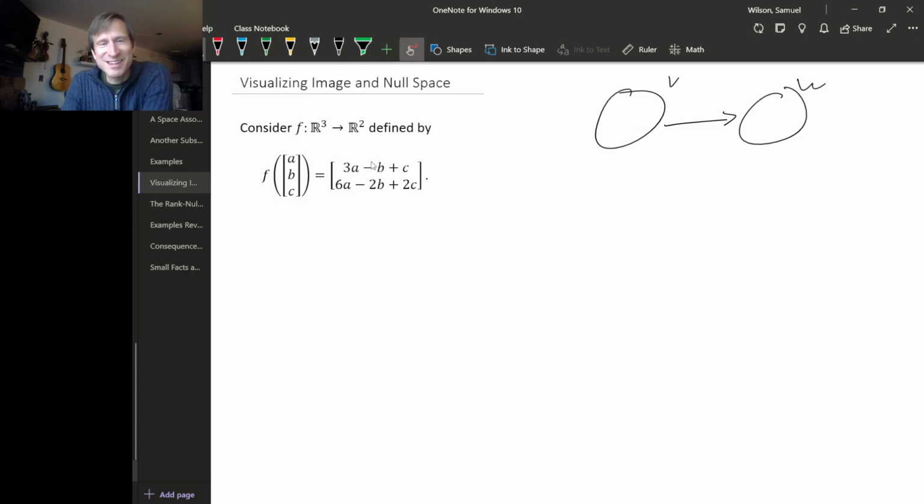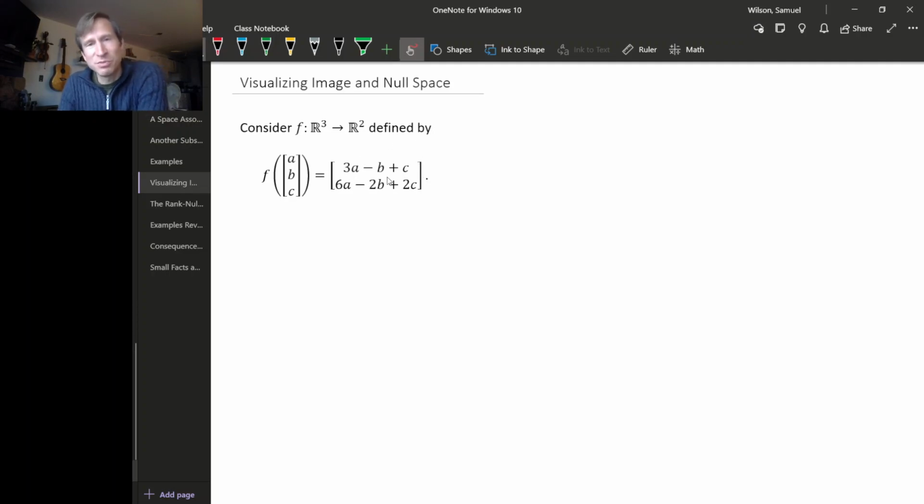And of course, the Euclidean spaces that are easiest for us to visualize are R2 and R3, and R1, I guess, because those have dimensions small enough that they fit into our physical space. So let's look at an example of a linear transformation from R3 to R2 and see what its null space and its image actually look like, to see how it's possible for them to fit together. So here's a map from R3 to R2.